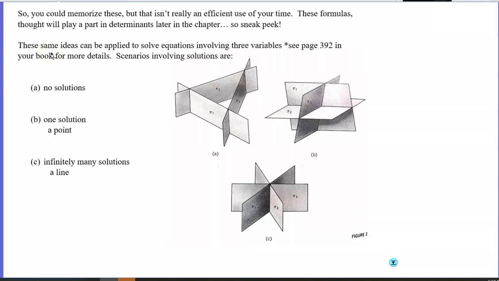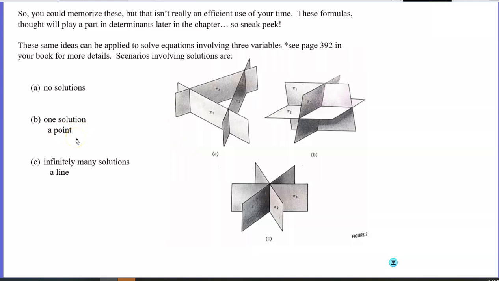Okay, we can apply these same ideas to three space. If you want to look at solving the equations that I created on the previous slide in three space, you can do that on page 392. But I'm just showing you the scenario. So we have no solutions, one solution, and infinitely many, just like we did for 2D. In 3D, no solutions could look like this first scenario where your three planes never intersect together, because remember, they would have to intersect together to be a point of intersection or a solution. So this is a no solution scenario.